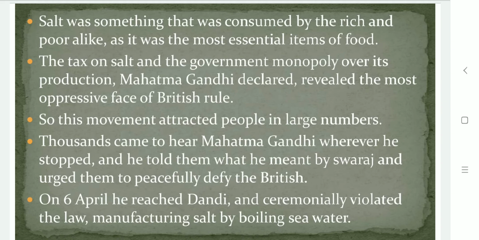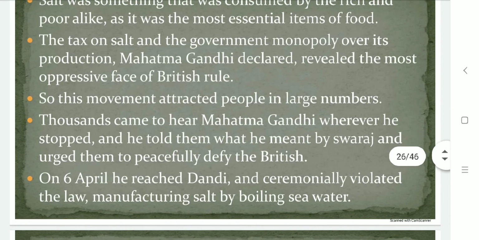That is why Gandhi declared that it is an oppressive phase of British rule. Oppressive मतलब अत्याचारी, उनका ये चेहरा है और ये अच्छी सरकार नहीं है. So this movement attracted people in large numbers. Thousands came to hear Mahatma Gandhi wherever he stopped. He told them what he meant by Swaraj and urged them to peacefully defy the British.